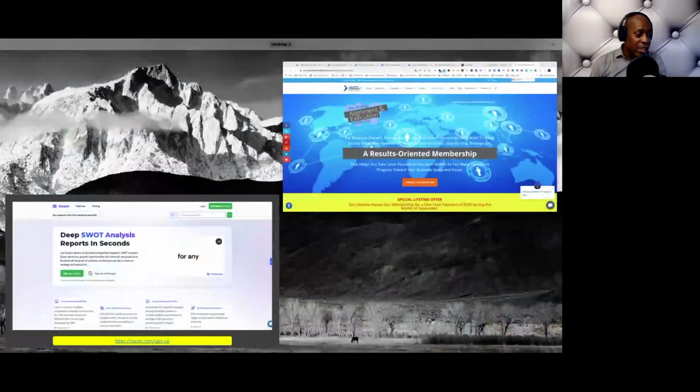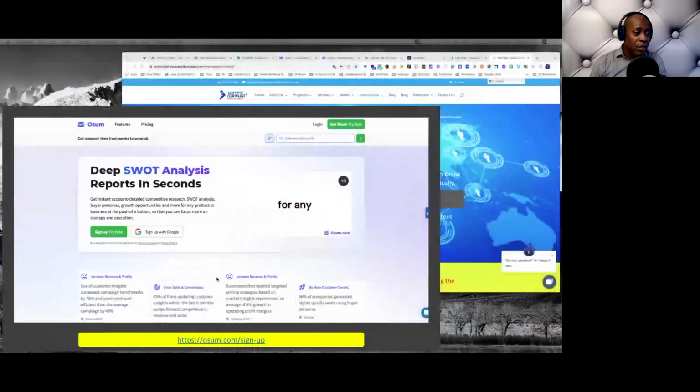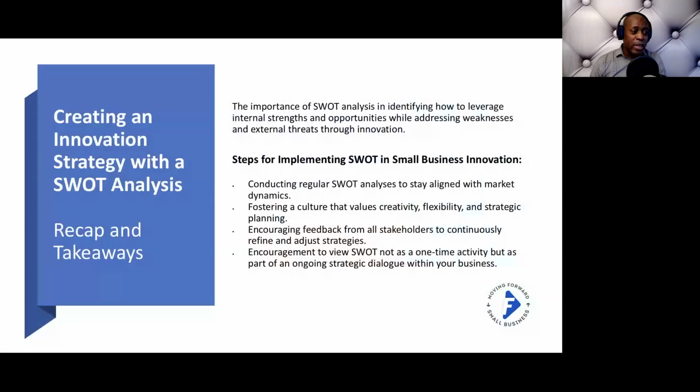So with that being said, the takeaways are: the importance of SWOT analysis is to identify how to leverage internal strengths and opportunities while addressing your weaknesses and external threats, for innovation, to get strong and to get better.